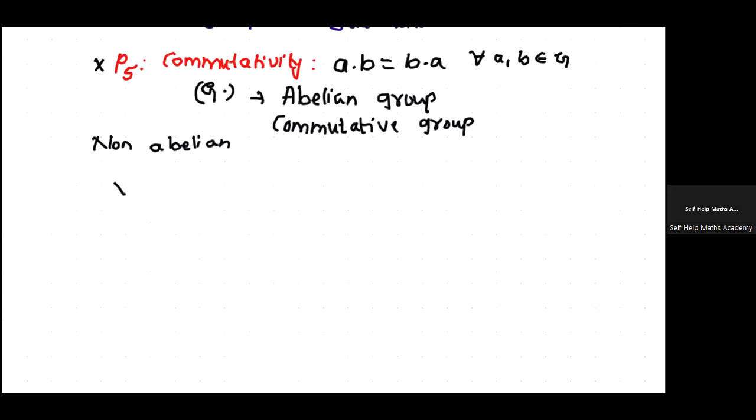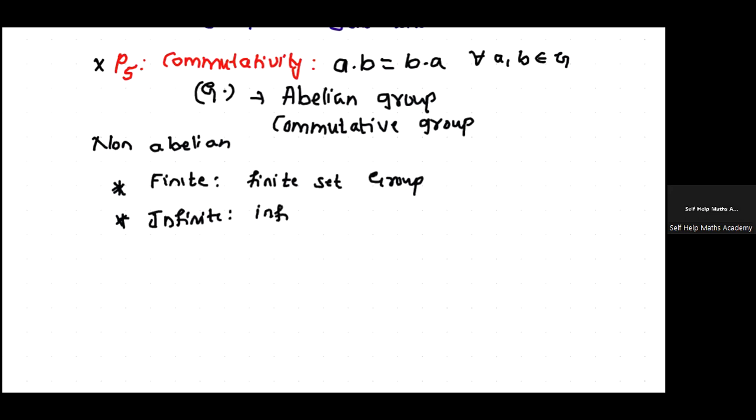Okay. And then let's see the next thing. We have finite and infinite groups. If the finite set is forming the group, then we call it a finite group. If you take an infinite set to form the group, we call it an infinite group. Infinite set you're considering and you're forming the group, it is called an infinite group.